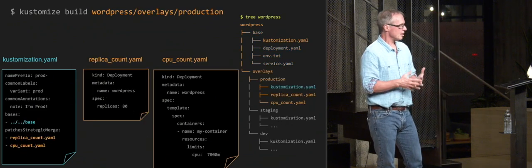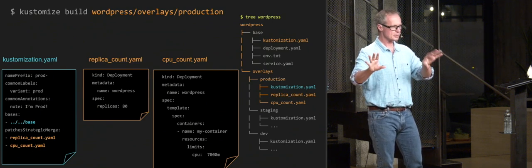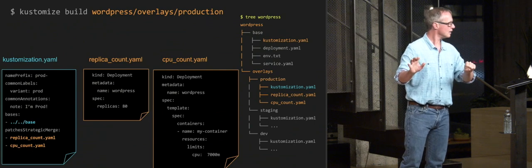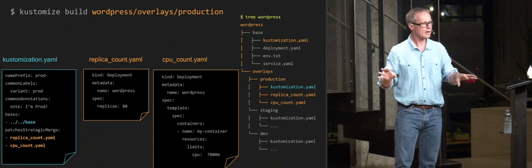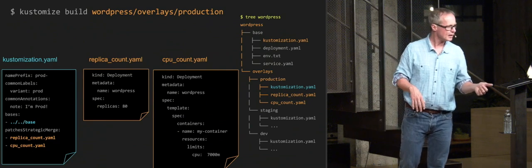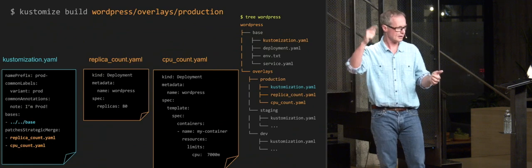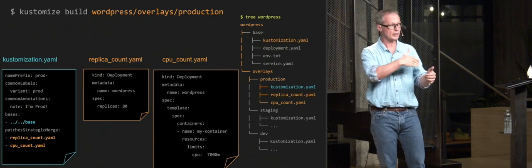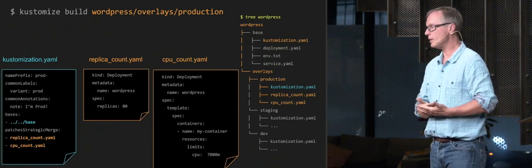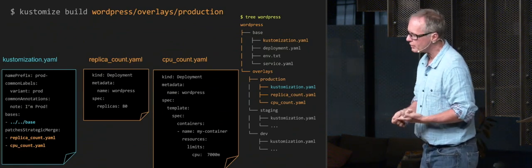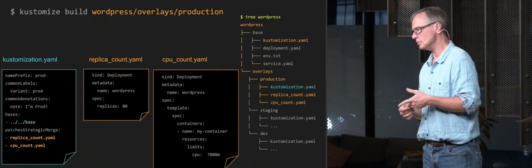Now it gets more interesting. I'm going to introduce an overlay. That's going to be in a sibling directory. So overlays is a sibling directory to base. And there's a customization file in there. That customization file has a set of bases, specifying a base that's up a couple of steps and down. So that's saying go read that customization, get all the resources out of that, and then we're going to apply 2 patches. One is going to increase the replica count, and one is going to increase the CPU count.